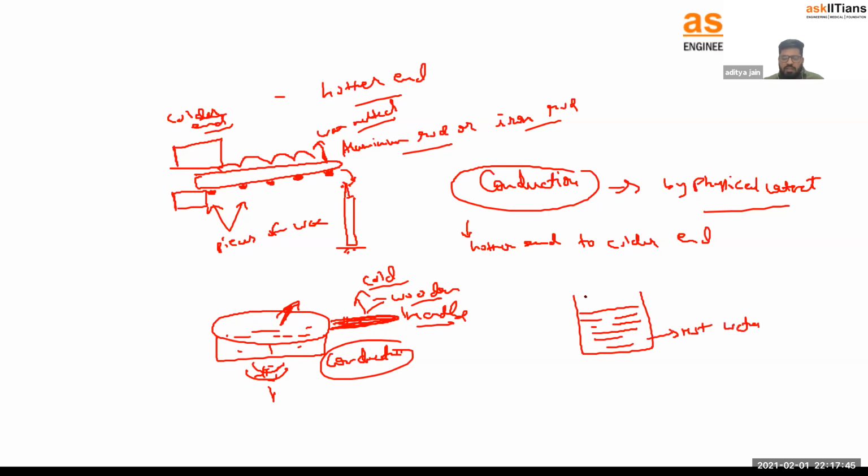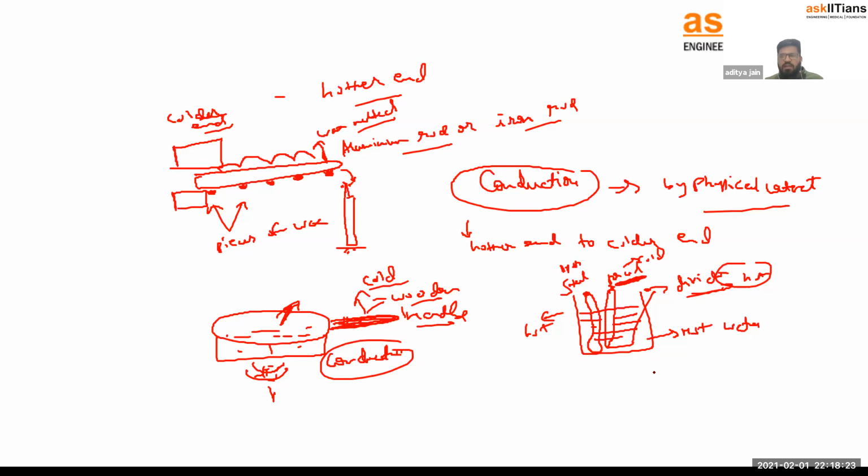Now place some objects. Suppose I am taking a steel spoon and a pencil. You can also take a divider from your geometry box and place these objects in the hot water for 1 or 2 minutes. Now touch the other end of the objects, which is outside the water. What will you feel? You will feel that this steel spoon is hot, but this pencil is cold and this divider is also hot.